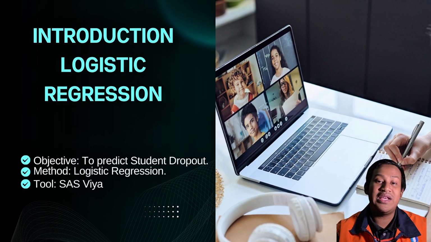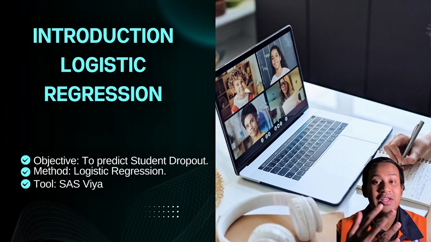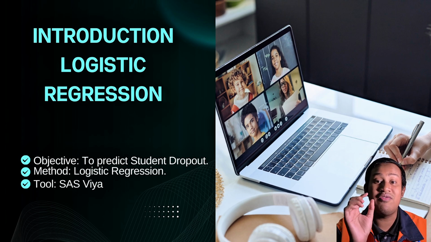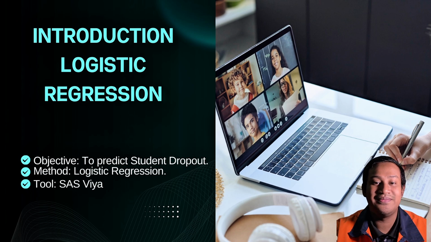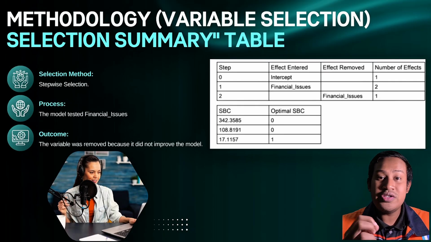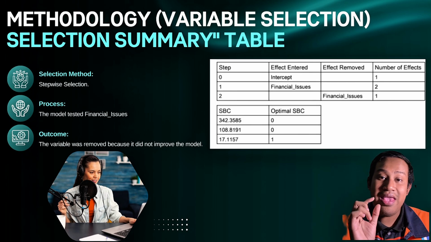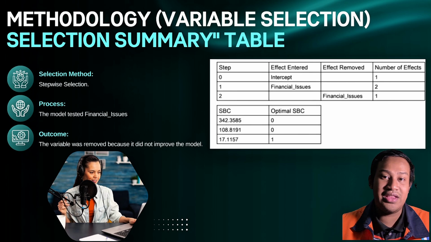Today, I will be presenting my analysis on predicting student dropout. I utilized logistic regression within SAS Viya to determine if specific factors, particularly financial issues, could reliably predict whether a student will leave their studies. To build this model, I used the stepwise selection method. This is an automated process that adds variables to the model and tests if they are statistically significant.